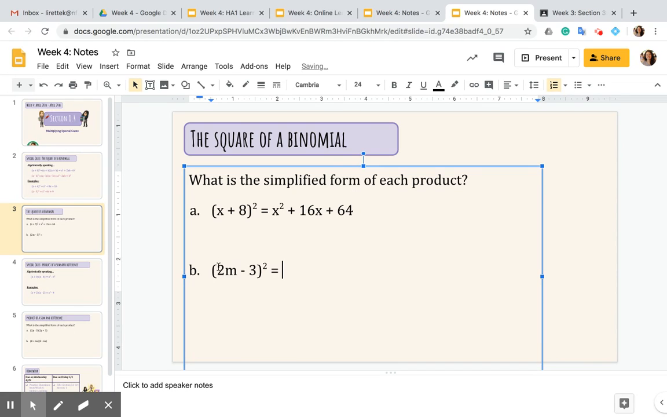My first term comes from squaring this first term. 2m times 2m is going to give me 4m squared.